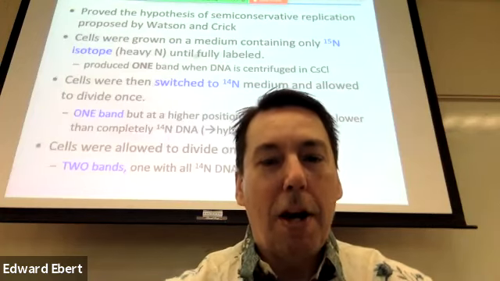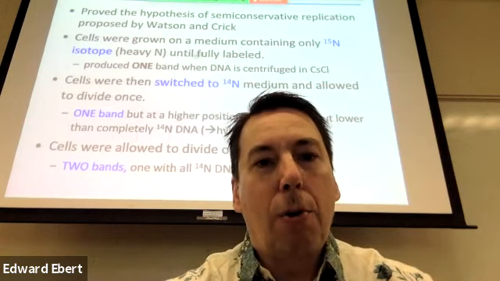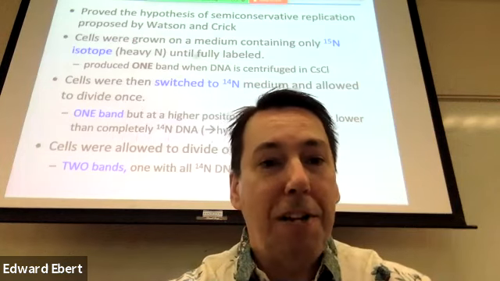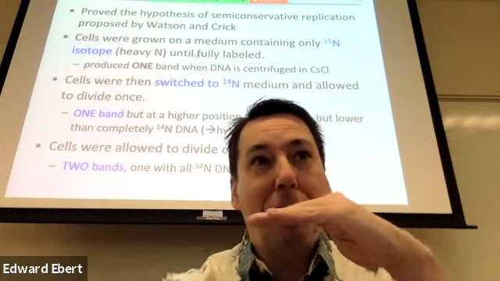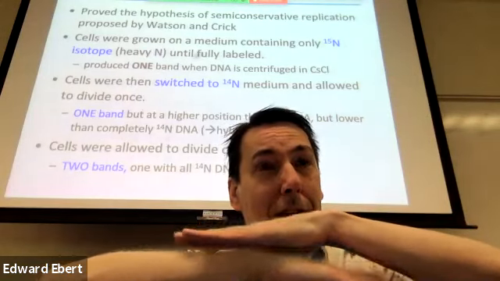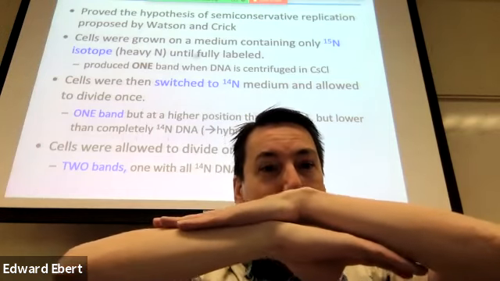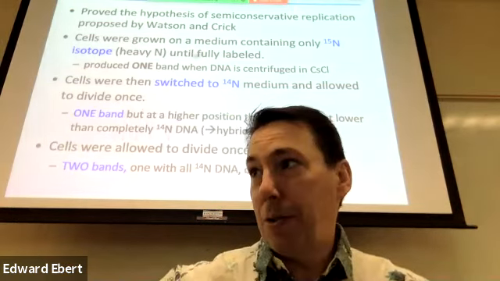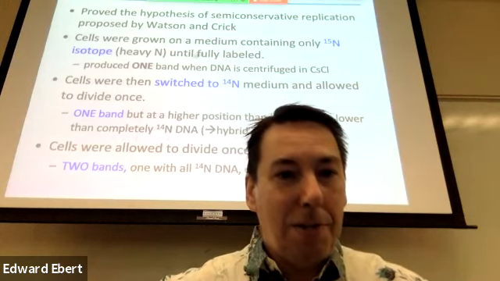Okay. So what they did is they proved this by growing the cells on a medium that had only nitrogen 15 in there, heavy nitrogen. So you get one band when the DNA was centrifuged in that way, because all the DNA that incorporated all that nitrogen was all nitrogen 15. So when you spin down the DNA, you get one band. Okay. So then you grow it on a new medium that has normal nitrogen 14 in there, and let it divide once, and you spin it down, and you see what you get.